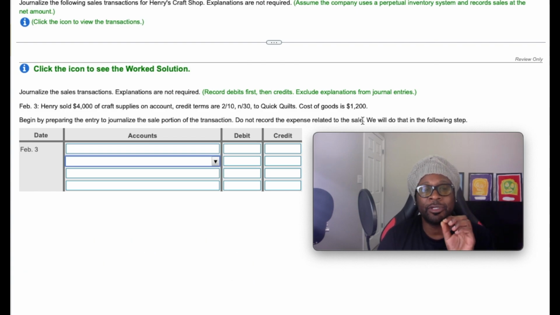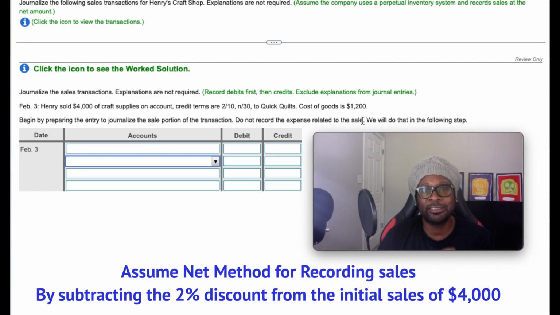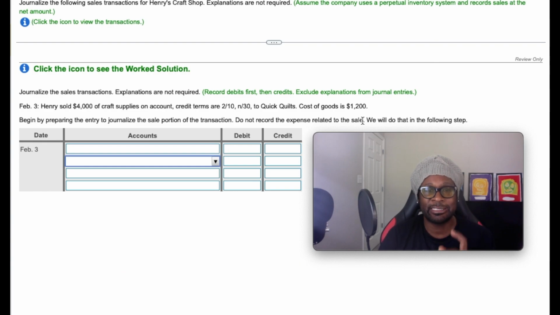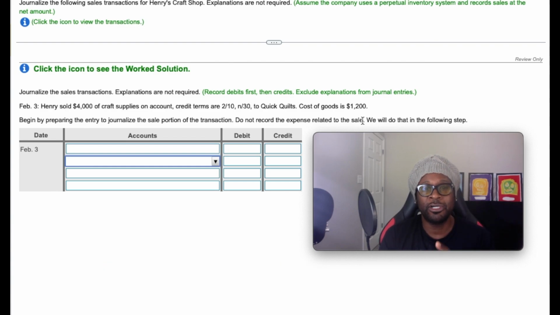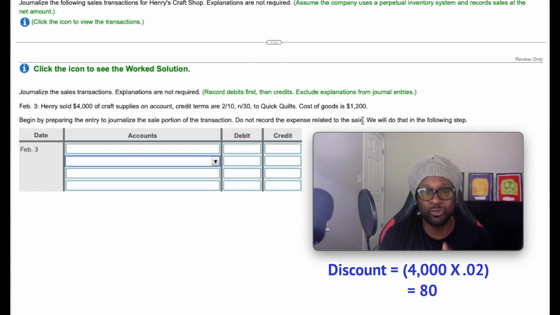However, when it's time to account for our revenue, gang, we are going to assume that the customer is going to take advantage of the discount. And what is the discount? Based upon these 2/10, net 30 discount terms, it simply means that we're going to give the customer a 2% discount if they pay within 10 days after the 3rd, or they have to pay the entire net amount within 30 days. Therefore, to calculate the appropriate discount amount, we take 2% and multiply it times 4,000, which gives us $80.